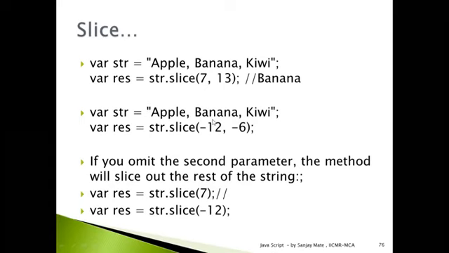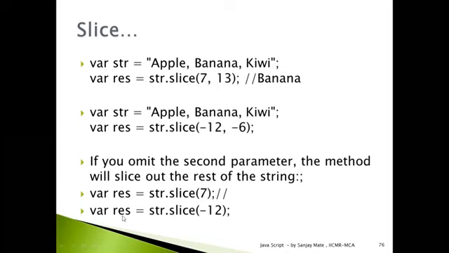Please count from the back. If you omit the second parameter, it will take the whole string. Please remember. So here I have result is equal to str.slice(7). It will print from 7 to the end. So from the 7, it will print banana and kiwi, both in this case.